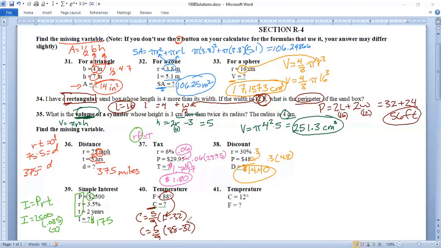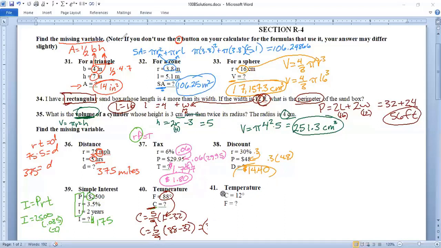So 56 times 5 divided by 9, which is times 5/9, and we get 32.777777. So 32.8 degrees Celsius. So 88 degrees Fahrenheit is 32.8. Nice sunny day.